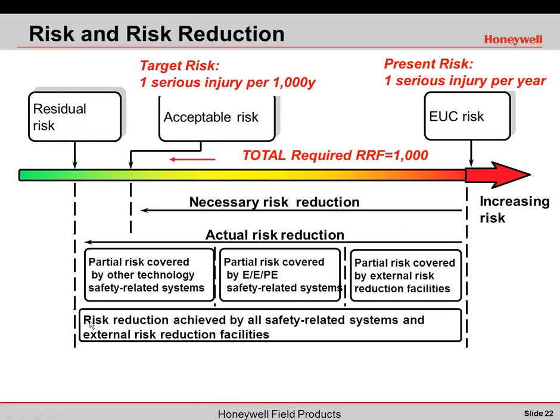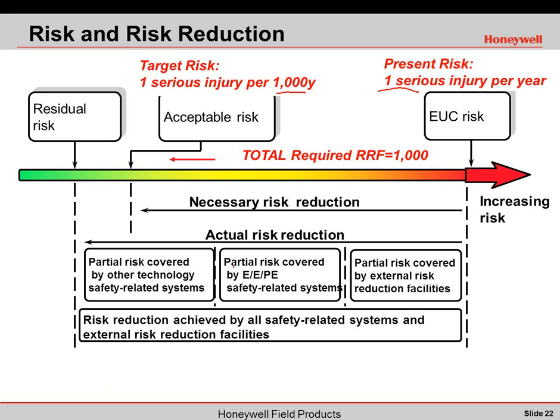So if we look at the system, we have our present risk, which is one serious injury per year here. And we want to go from our one serious injury per year down to one serious injury per 1,000 years. And once again, this EUC is equipment under control, or our process system. And so we need this particular risk reduction, and we said our risk reduction factor is 1,000 from the information in our HAZOP and LOPA.